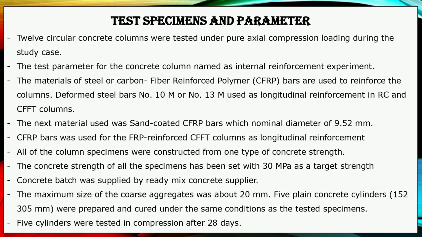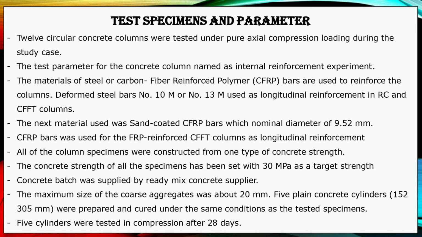Next is for the test specimens and parameter. 12 circular concrete columns were tested under pure axial compression loading during the study case. The test parameter for the concrete column is named as internal reinforcement experiment. The materials of steel or carbon fiber reinforced polymer (CFRP) bars are used to reinforce the columns.